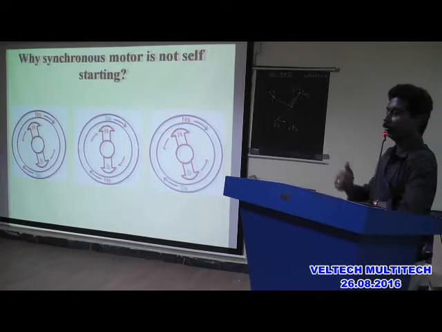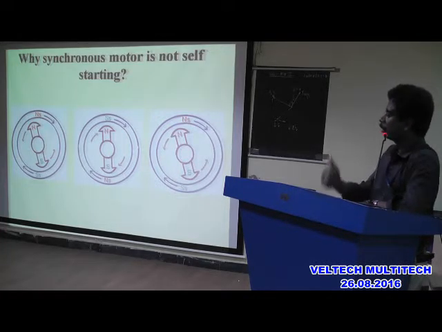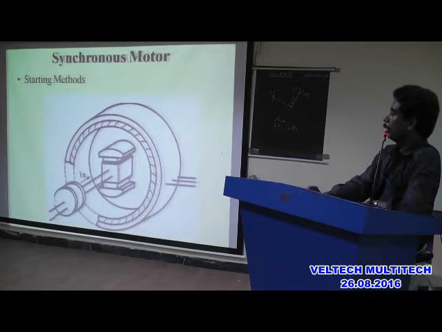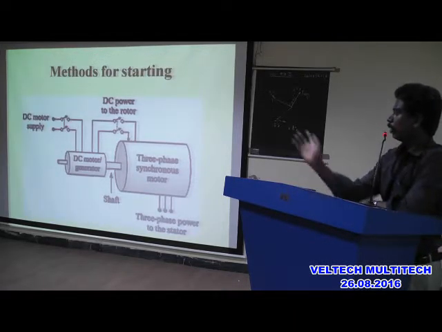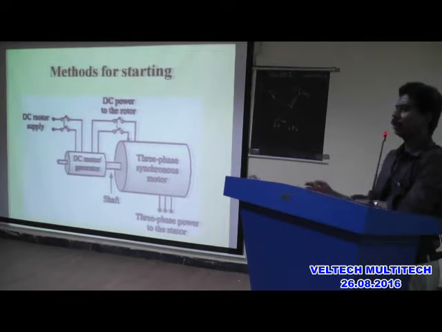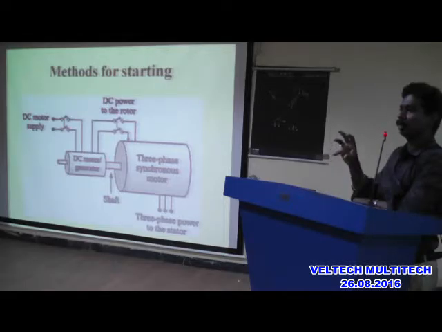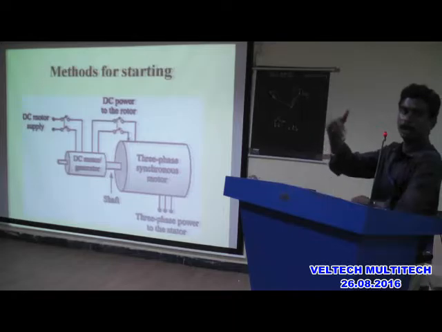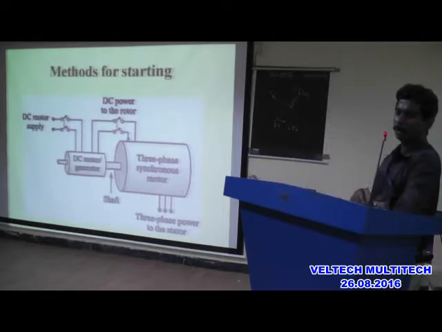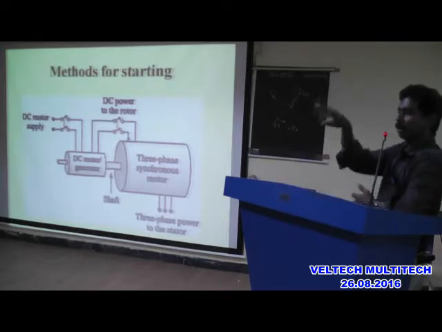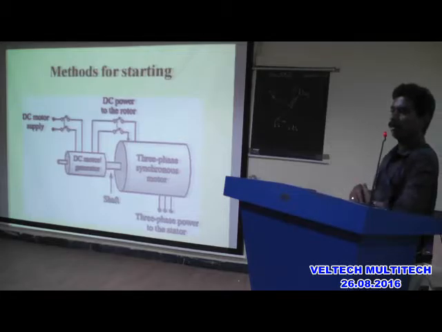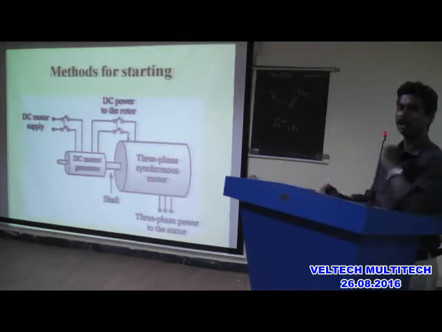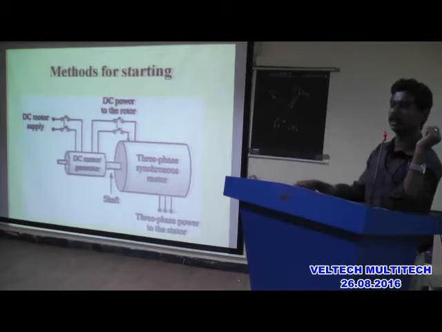So for that we need a prime mover to make it self-start. You can use a DC motor to rotate the rotor near synchronous speed. At one point, the rotating magnetic field's opposite pole locks with the rotor pole. Once locked, the motor runs at the synchronous speed. A synchronous motor always runs at synchronous speed.